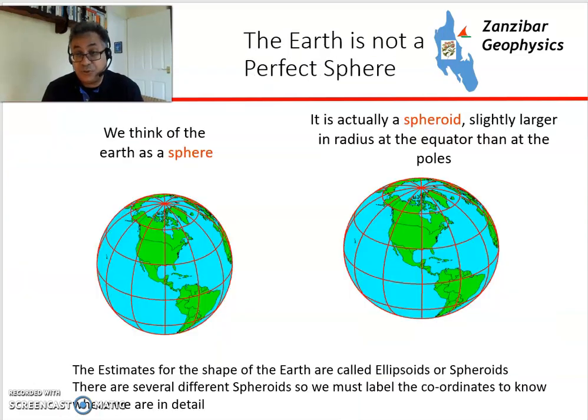So what is an ellipsoid? Well, Earth's not a perfect sphere. It's squashed a little bit at the poles, so it's called an oblate spheroid. But nobody's quite agreed exactly how much squashing there is. Different spheroids exist because different mathematicians have done different estimates of how round the Earth actually is.